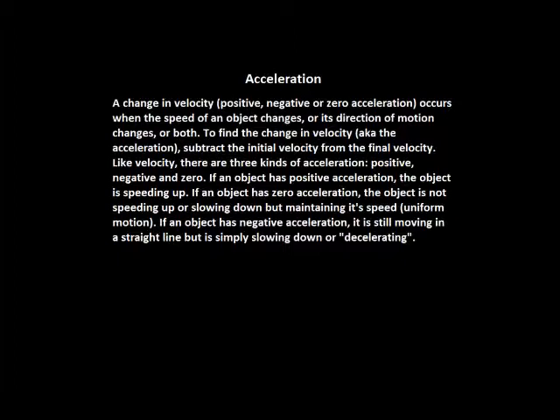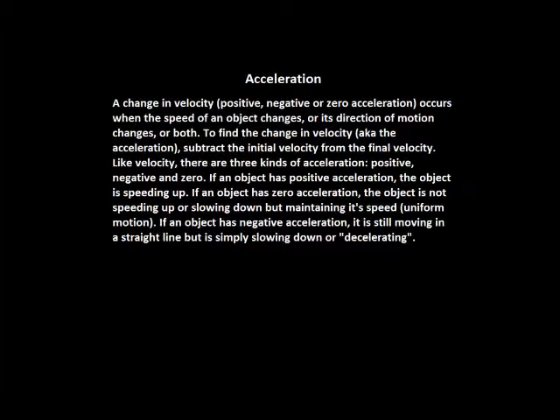Now I will talk about acceleration. A change in velocity, positive, negative, or zero acceleration, occurs when the speed of an object changes, or its direction of motion changes, or both. To find the change of velocity, aka acceleration, subtract the initial velocity from the final velocity. Like velocity, there are three kinds of acceleration: positive, negative, and zero.